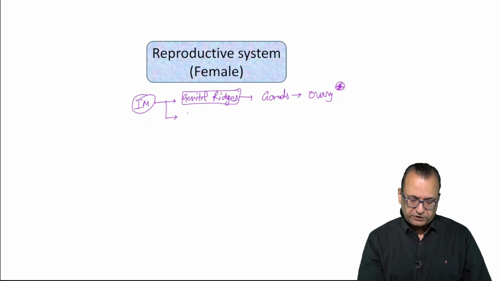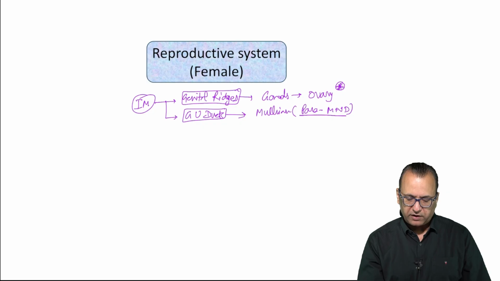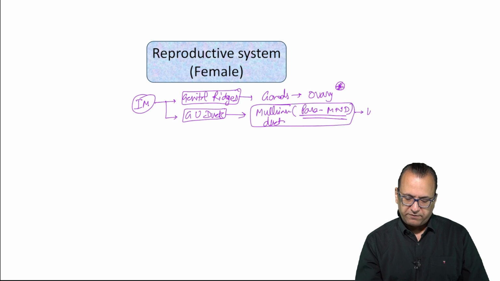It is also giving us some genitourinary ducts, and we understand it is the Mullerian duct, which is also called the para-mesonephric duct because it is on the side of the mesonephric duct. So para-mesonephric duct or Mullerian duct is the female duct, and it will be giving us some derivatives like the uterus, the uterine tube, and also the upper 1/3 of vagina.